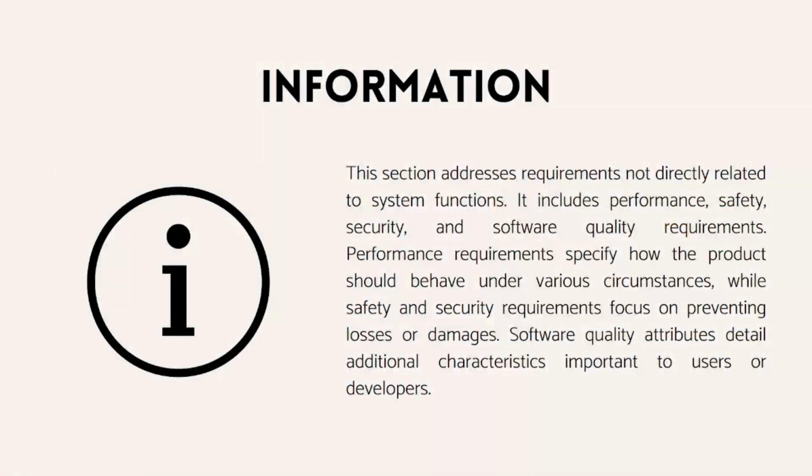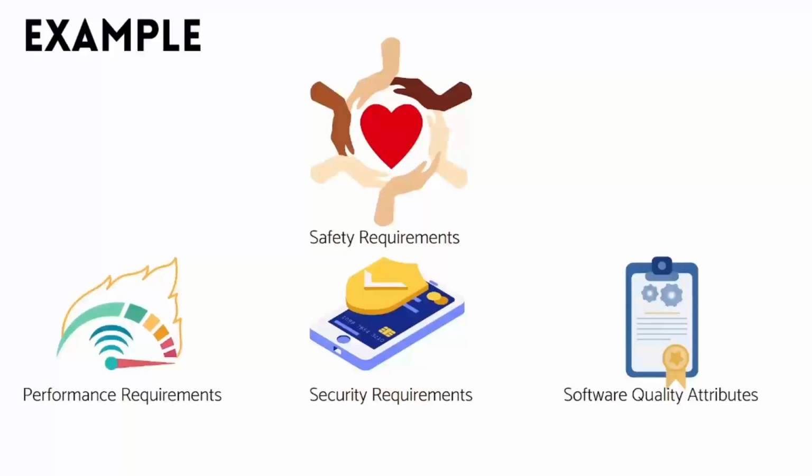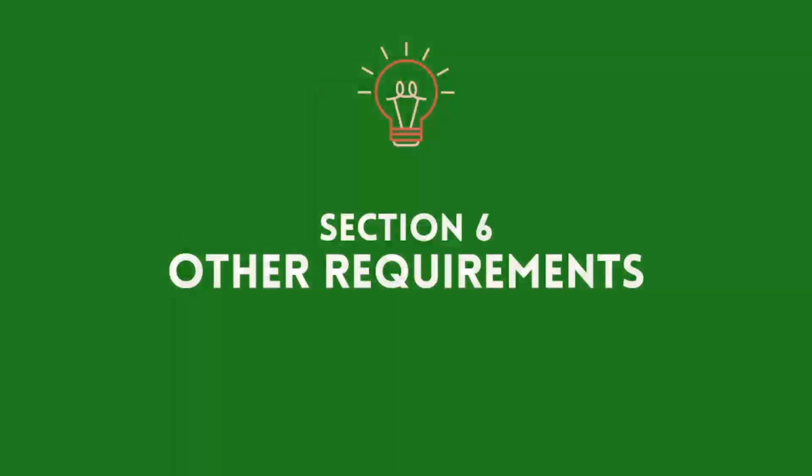This section covers non-functional requirements such as performance, safety, security, and software quality. Performance outlines product behavior in different scenarios. Safety and security prevent losses, and software quality attributes highlight essential characteristics for users or developers. For example, for the performance requirements, we establish the efficient response for the interaction with admin. For the security, the strong user identity authentication. For safety, implementation of emergency protocols. And for software, the reliability, usability, and maintainability.